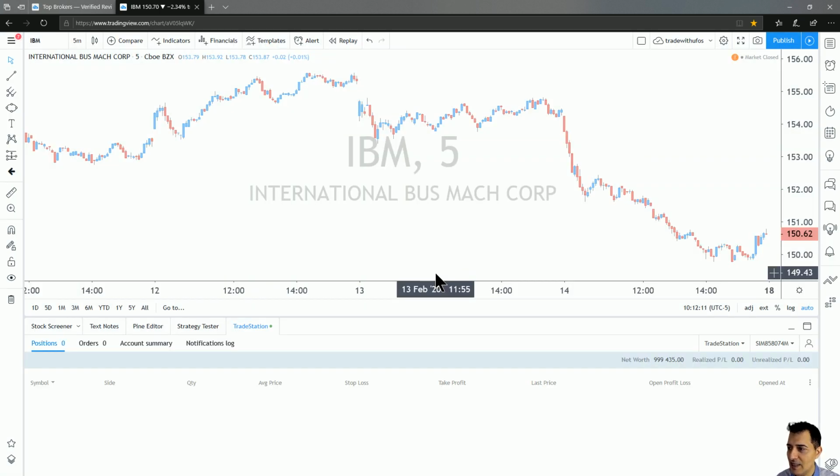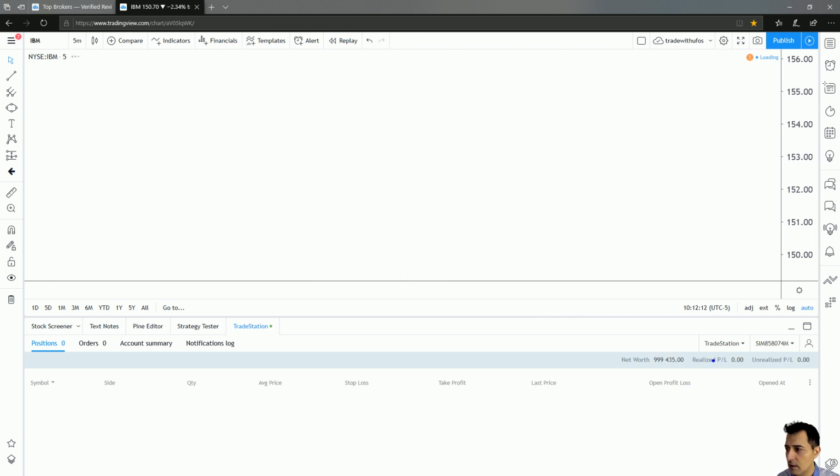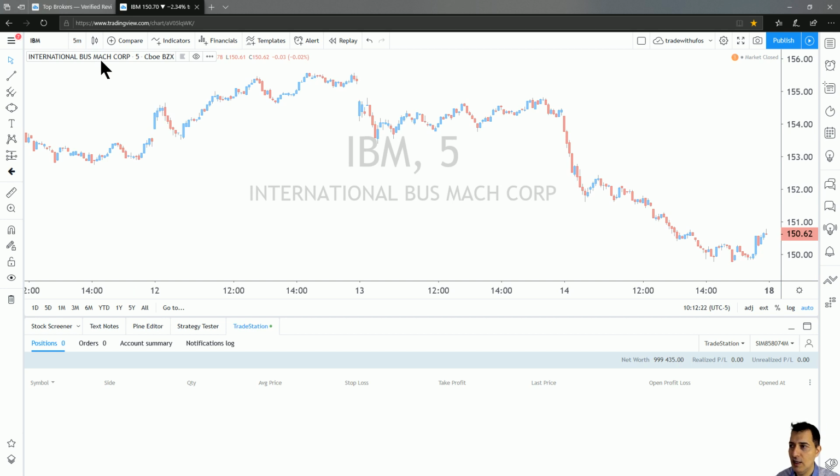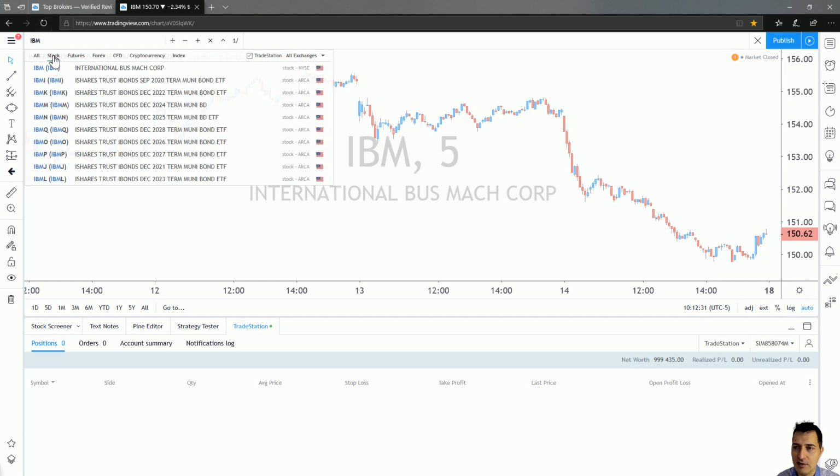So I got a final validation, and now notice what's going on here. It doesn't show paper money anymore. Now it shows TradeStation, right? So what happens now? If I load IBM, for example, and I select stocks, notice that I could just take the data the way I did before, but I also got something here that was not here before: a TradeStation box with a tick.